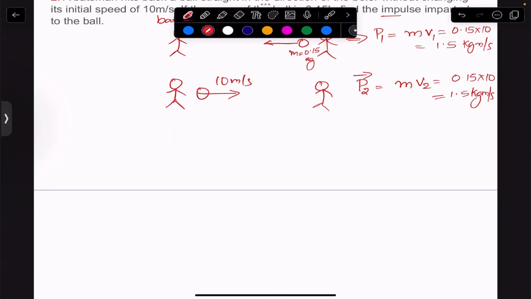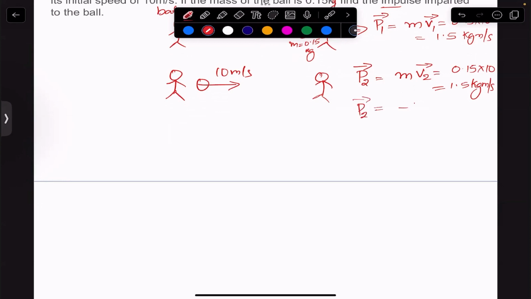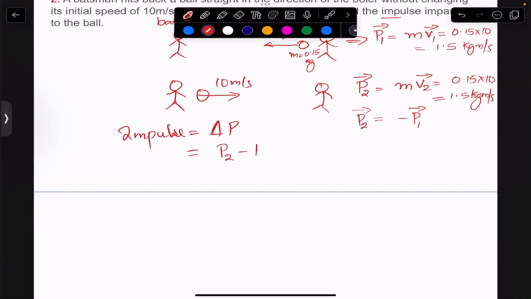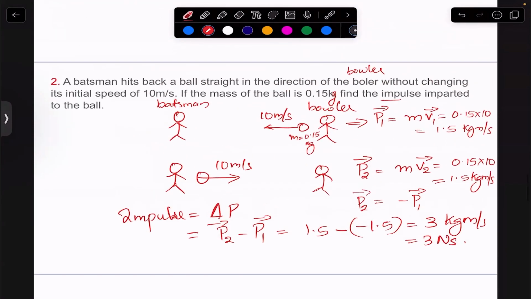But you can see that these two are vector quantities, and P2 is the negative of P1, or the other way around, P1 is the negative of P2. So to find impulse, we know impulse equals change in momentum, which is equal to P2 minus P1. P2 we know is 1.5, minus of P1 is this, that means 3 kilogram meter per second, that is equal to 3 Newton second. Right, so this is how we find the impulse.